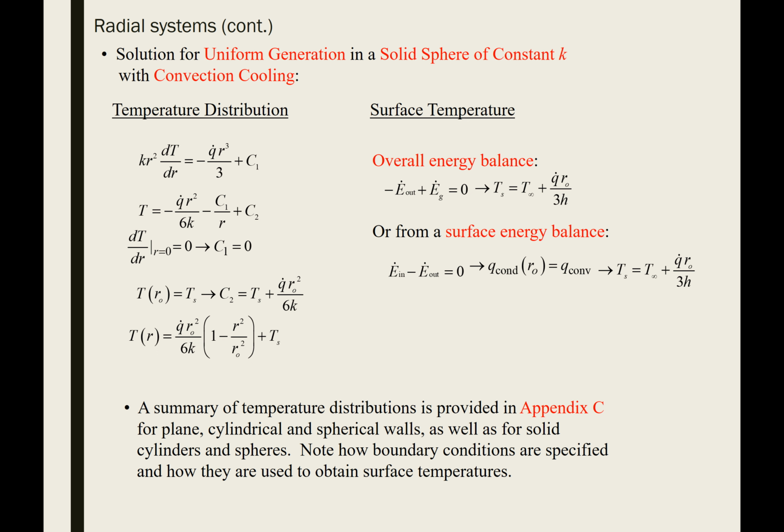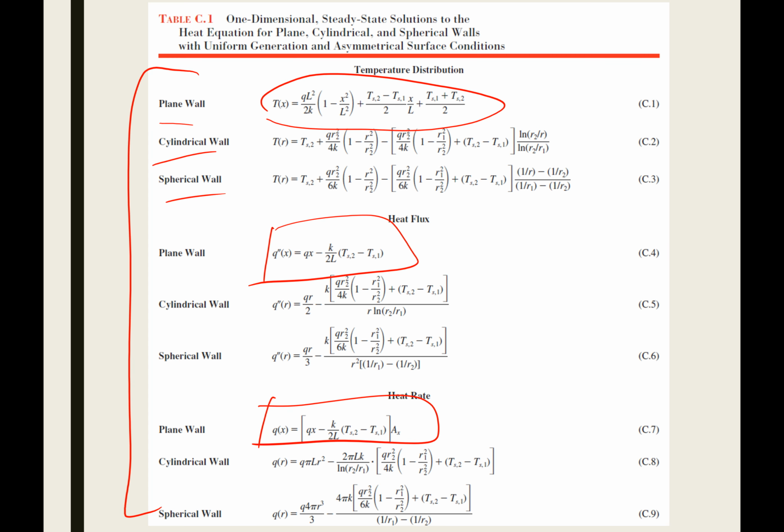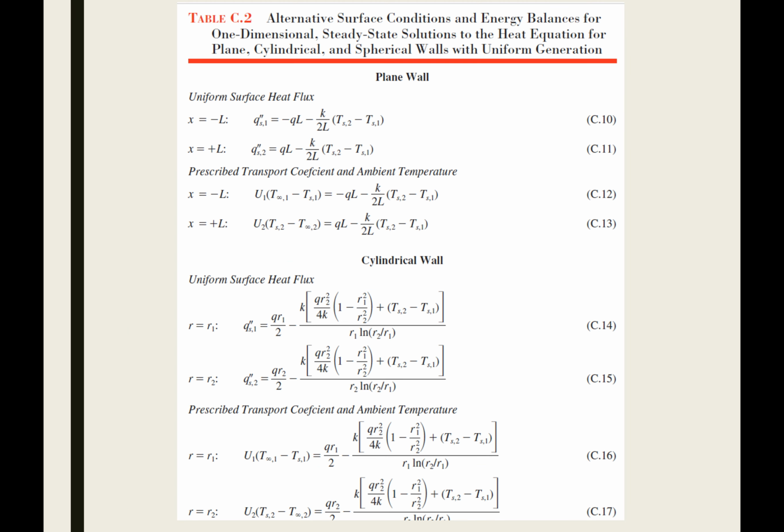You can go through and do integrations yourself, certainly, and solve for the temperature distribution. If certain boundary conditions apply, you can actually look up those solutions in tables C1 and C2, which are in the back of the book. Same kind of idea as we've talked about with one-dimensional conduction when there's no generation. We talked about the plane wall, cylindrical wall, and spherical wall systems, but now you just add in generation. That makes things a little bit more complicated and just a little different.